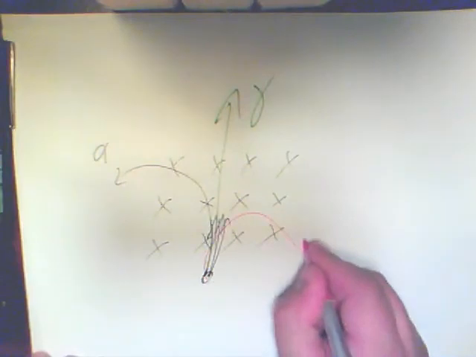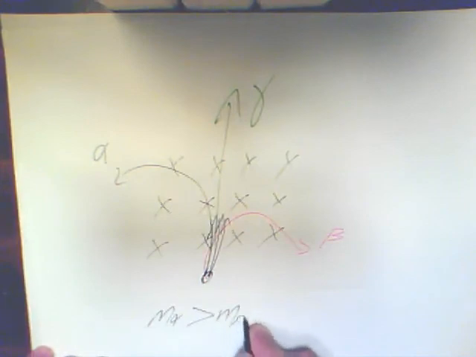The beta particle, I'm going to use my left hand, is going to bend to the right. Note that the beta particle bends more than the alpha particle because the mass of the alpha particle is greater than the mass of the beta particle.